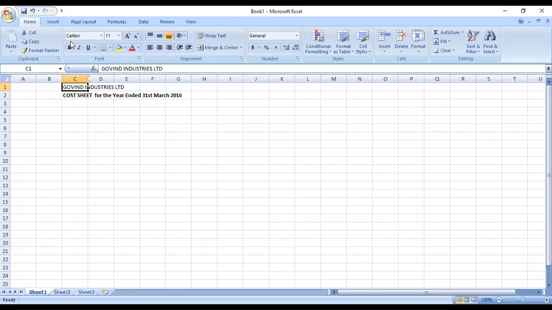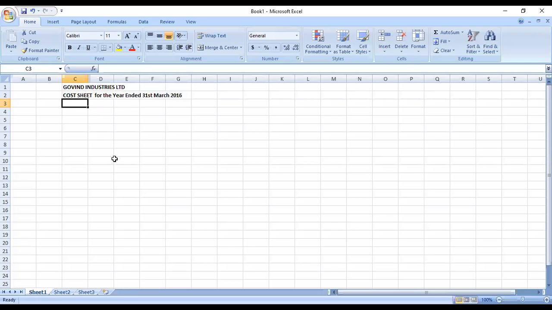Now, before going for this, whenever you go for the preparation of your cost sheet, you must find out the number of units, if the information is given. In this case also the information of the number of units is given. Sales units given 6,000 units, and closing stock is given 1,500 units. So 6,000 units is the number of units sold, and 1,500 units is the closing stock.